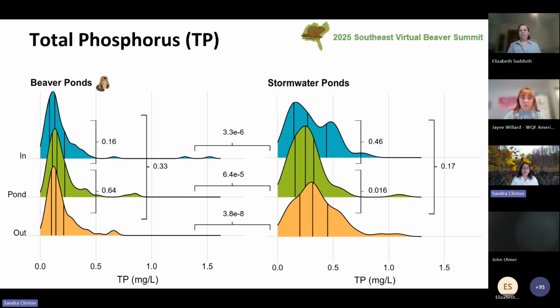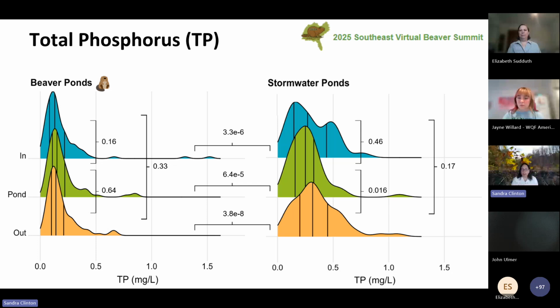But when you look at the beaver ponds, we see that there's no difference in the total phosphorus as water moves through the pond. Interestingly, there's no difference in total phosphorus as water moves through the stormwater ponds either. But what is different is that there's a lot more total phosphorus in the stormwater ponds than there are in the beaver ponds. And so, especially if you look at the water coming out of the ponds, and we're thinking about these ponds as retention devices and as structures that would improve water quality, phosphorus leaving the stormwater ponds is higher than phosphorus leaving the beaver pond, which then can impact downstream communities in terms of fueling eutrophication.